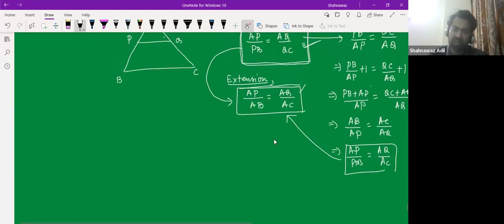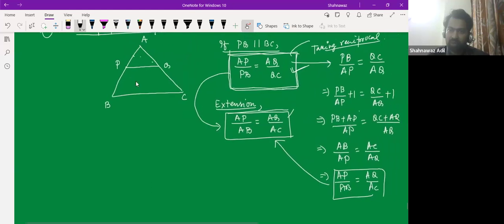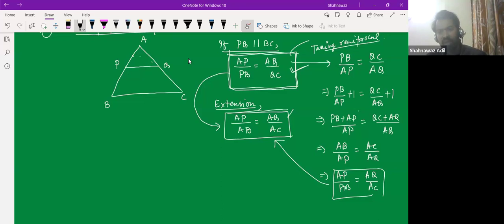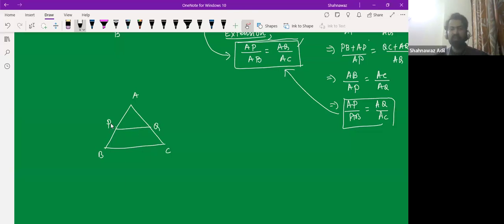You were saying, Shaima, that if we take the midpoints, then these things would be equal, right? So let's take that these are midpoints. That is a totally different scenario. Let's say A and B and C. So if P is the midpoint, how can we write that P is the midpoint in a mathematical expression?